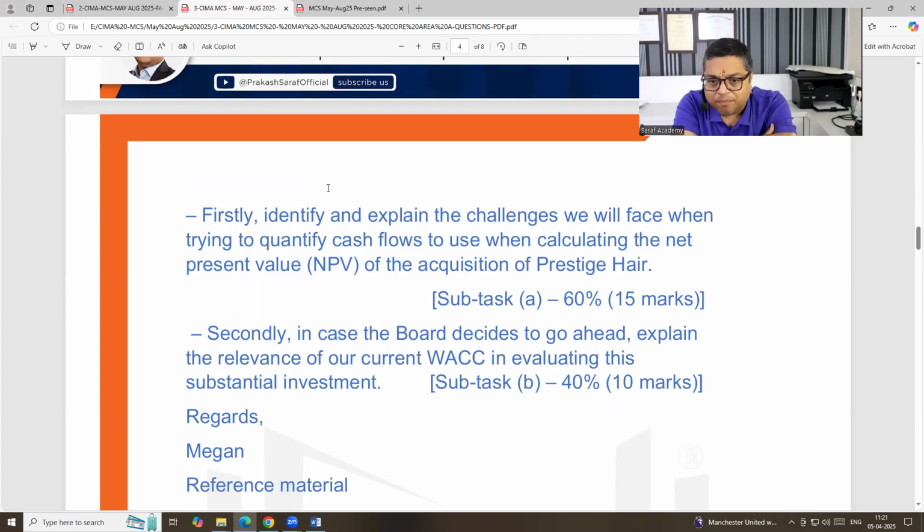We are going to acquire Prestige here, and for calculating the net present value, we need to quantify the cash flows. Otherwise, we will not be able to decide how we will take over Prestige here. And for quantifying the cash flow, what are the challenges we are going to face? Those challenges you need to identify and explain.